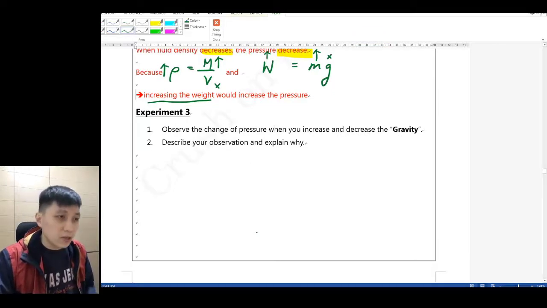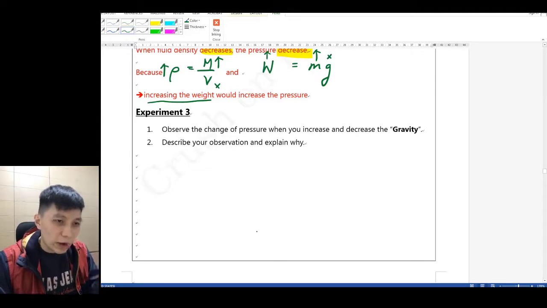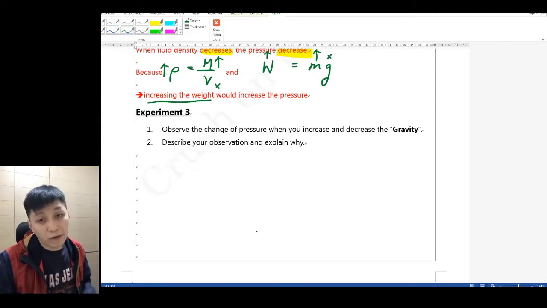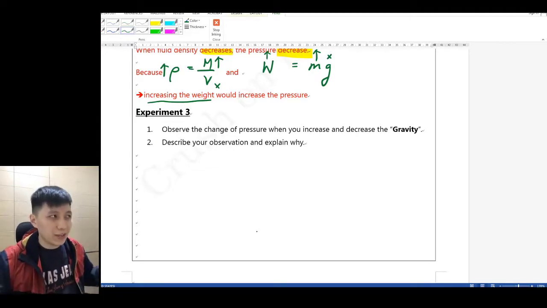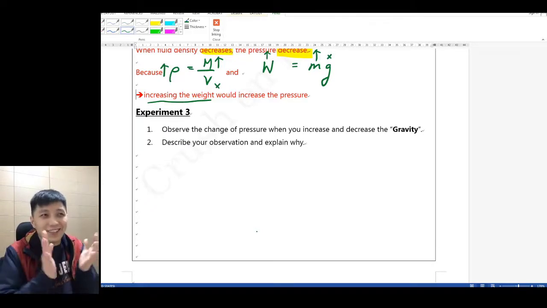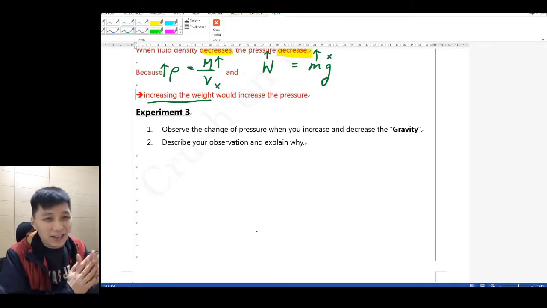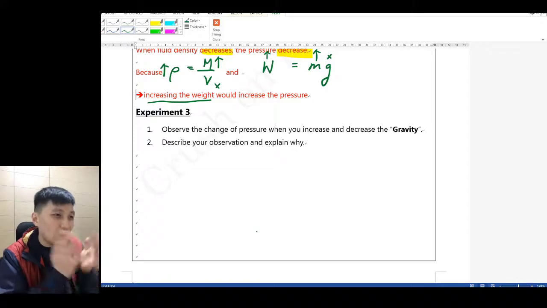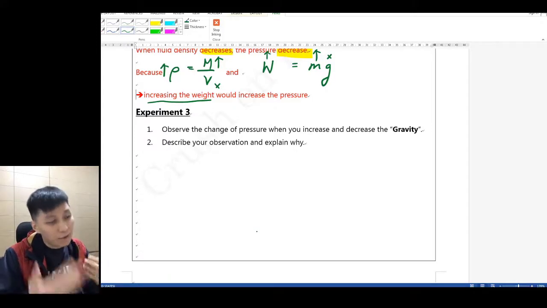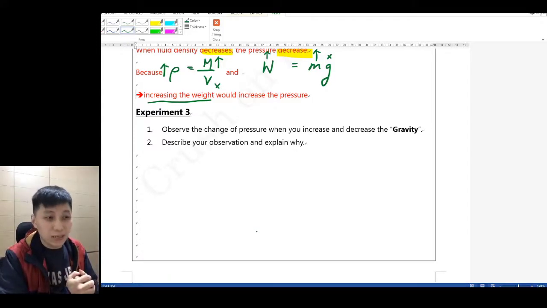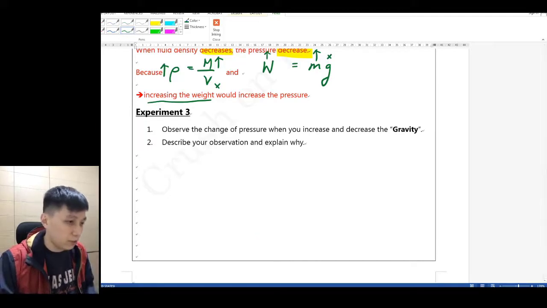Experiment 3. Now, similar to density, change the gravity. More precisely, gravitational field strength. Of course, in reality, you can't change it. You can't suddenly change a planet's gravity, so it can only be done in simulation. However, you can still see the pressure change. So let's try to do it now.